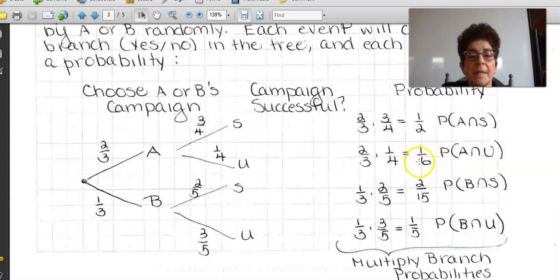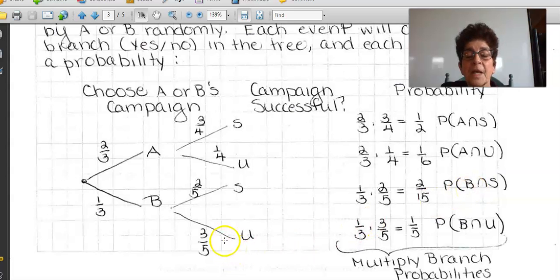If I want to find the probability of getting a campaign that was managed by B and was successful, I'm going to go down this branch in the probability tree. So I have a 1/3 chance of choosing a campaign by B, and once I've chosen B, I have a 2/5 chance the campaign I'm looking at is successful, given that it was managed by B. These two fractions multiplied together give you a 2/15 chance that you have a campaign by B that is also successful.